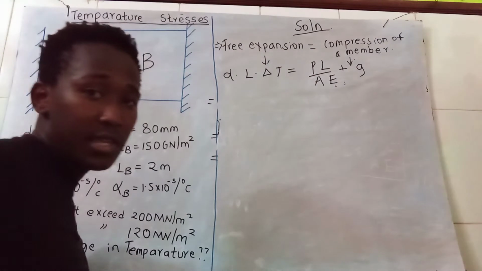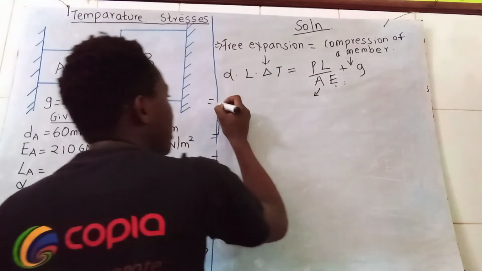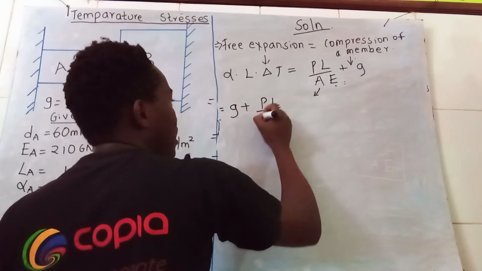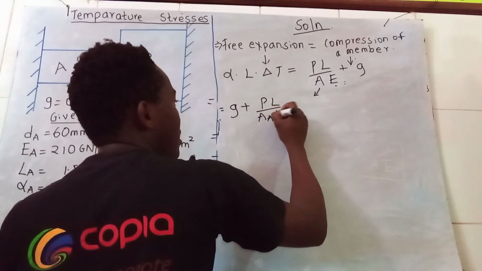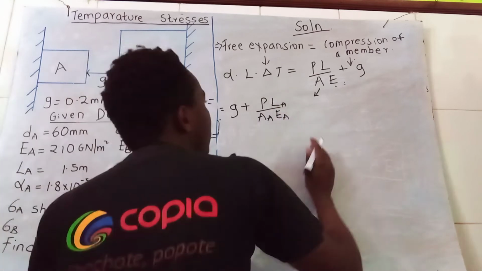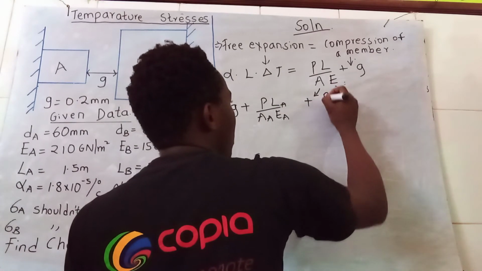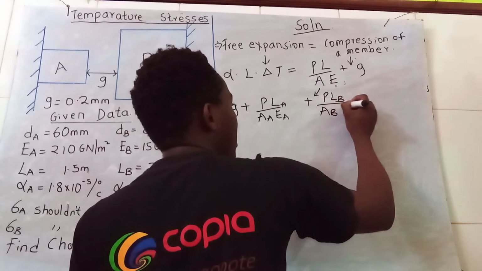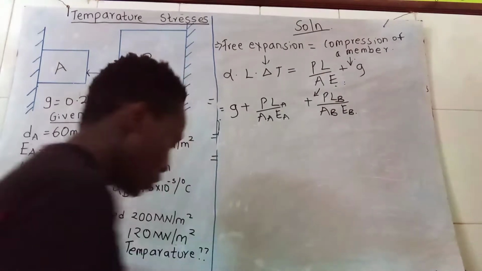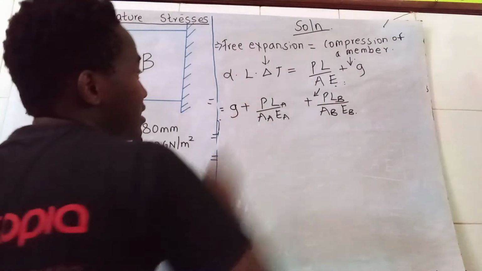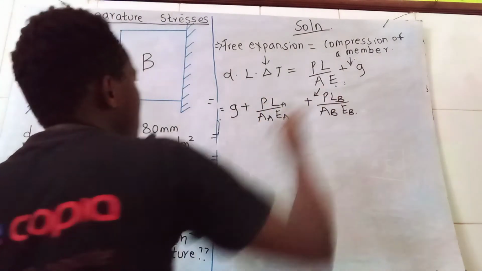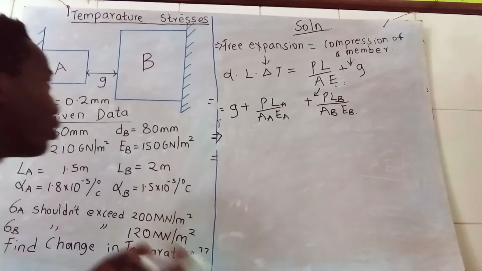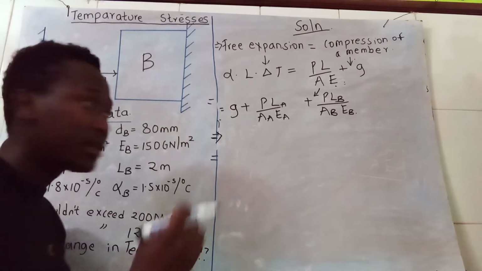Now for the second part, it is the gap plus load times the length of A over area of A times E of A, plus load times the length of B over area of B times E of B. Notice that in the load part I've not included either A or B. So what does that mean? We have to find the least possible load that these two members can support.